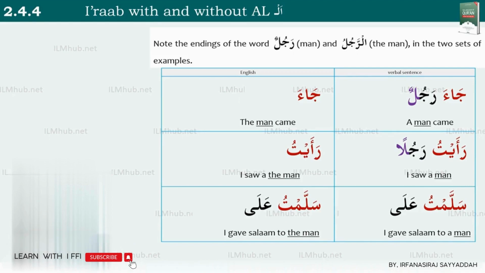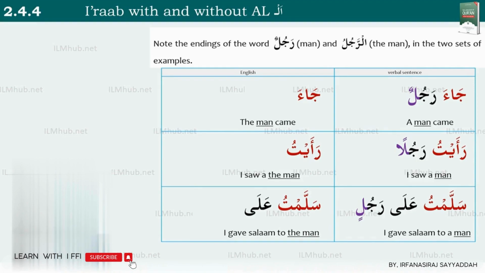I saw, what did I see? I saw a man. And then third we have, I gave salam. It's coming after the word ala, which is a preposition. It will always be in jar. So you can see here I have, a man came, ja'a rajulun. I saw a man, ra'aytu rajulan. I gave salam to a man, sallamtu ala rajulin.